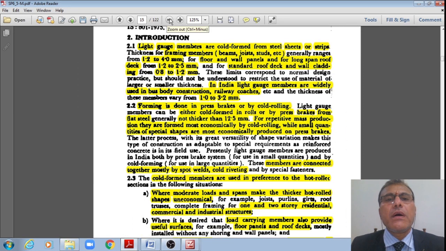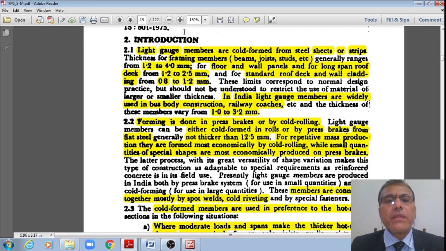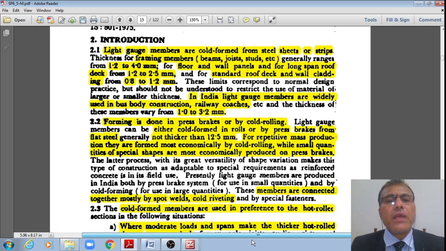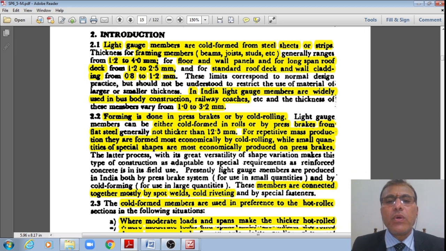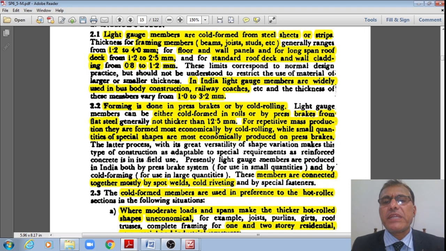Next, the forming is done in press brakes or by cold rolling. Light gauge members can either be cold rolled in rolls or formed by press brakes from flat steel, generally not thicker than 12.5 mm. For repetitive mass production, they are formed most economically by cold rolling, while small quantities of specific shapes are most economically produced on press brakes.